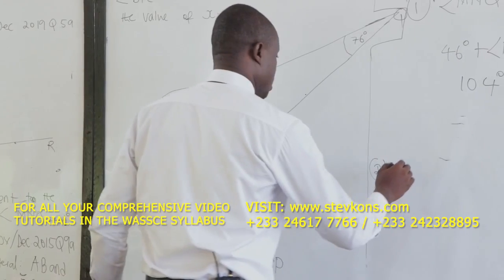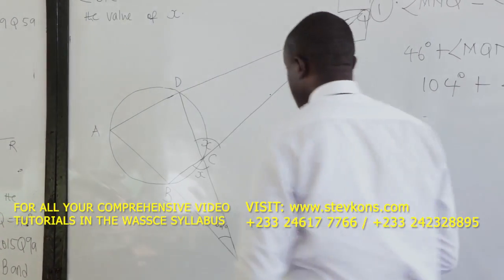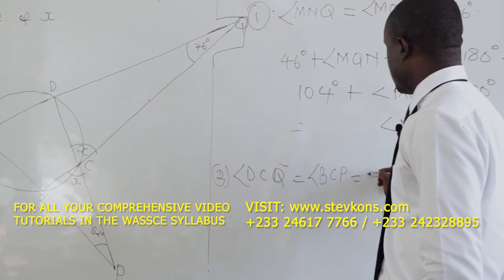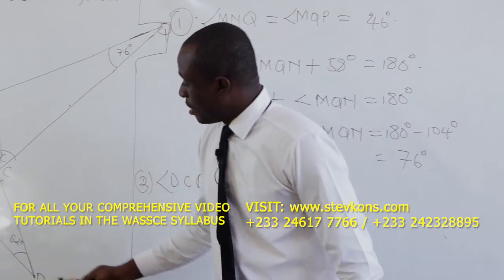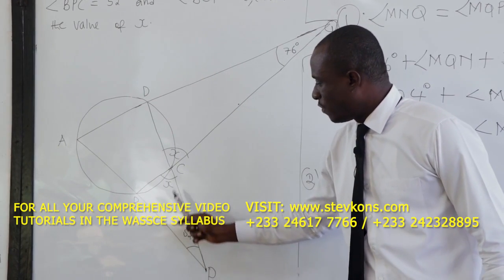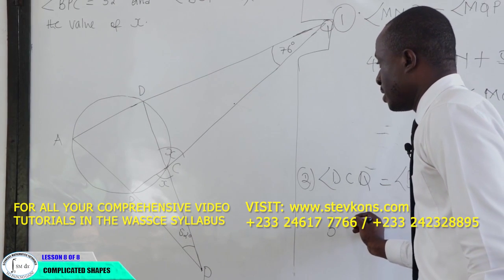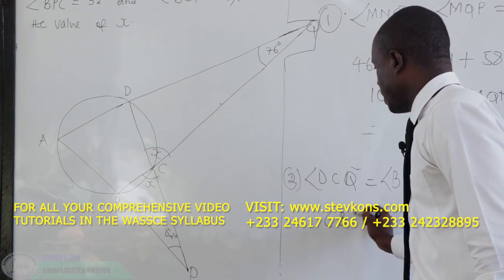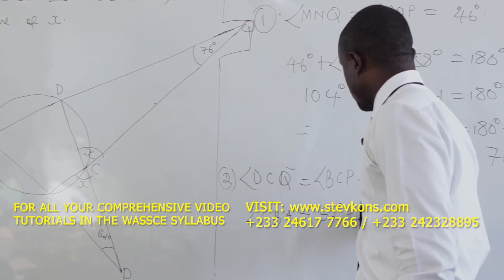So what can we say? We can say that DCQ is the same as BCP, and this is what? X degrees. What can we also see? Now, ABC is the exterior angle for what? X plus 52 degrees. So that is the angle at B, so we can say CBA is equal to 52 degrees plus X.